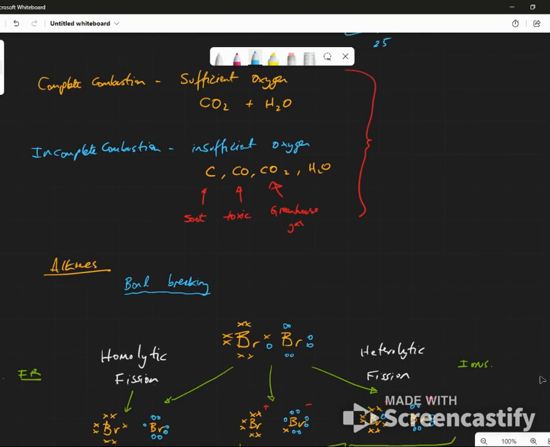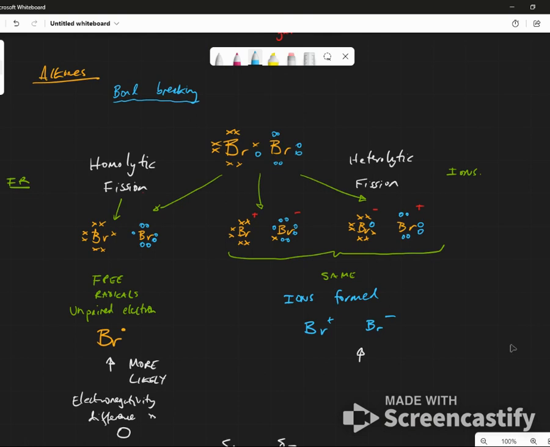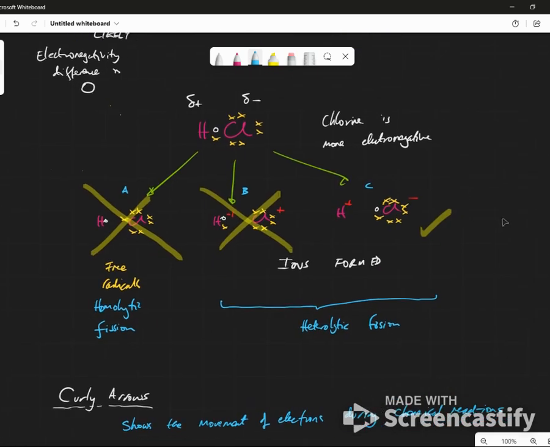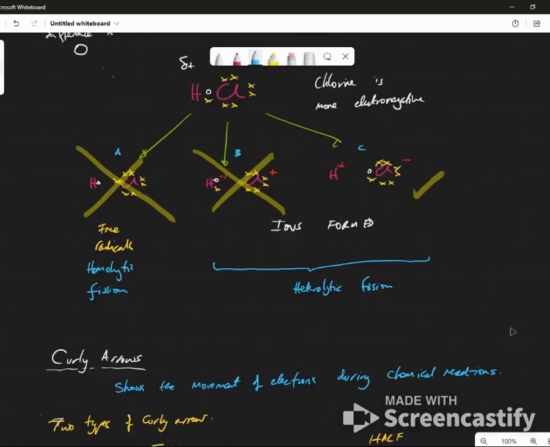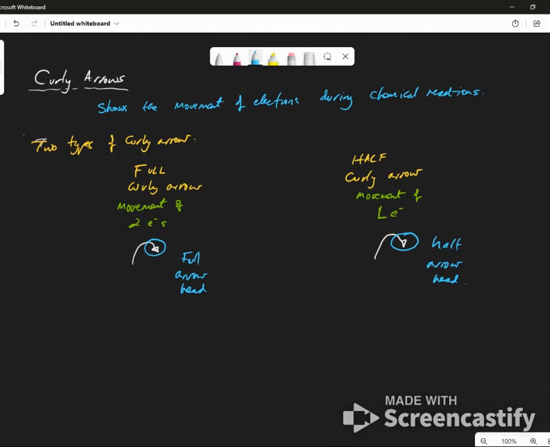Okay. And then we talked about bond breaking, heterolytic and homolytic, and how bromine breaks apart. And then we looked at how HCl breaks apart there. And now we're looking at curly arrows. All right. And that's what we're doing. So a full curly arrow shows 2 electrons, and a half curly arrow is 1 electron.